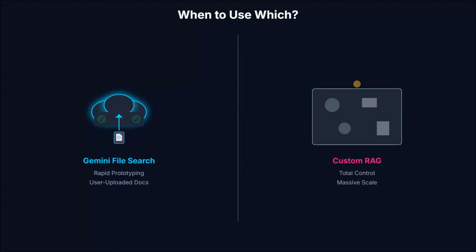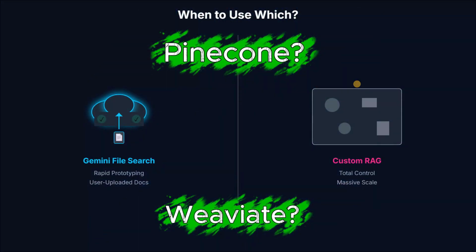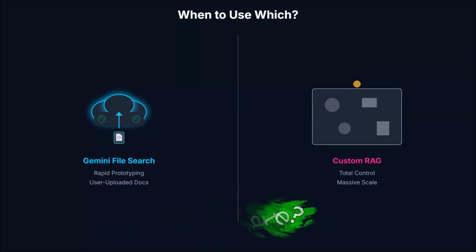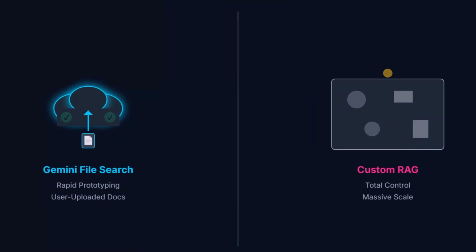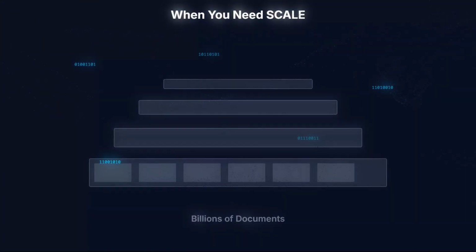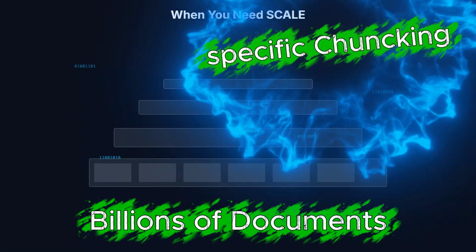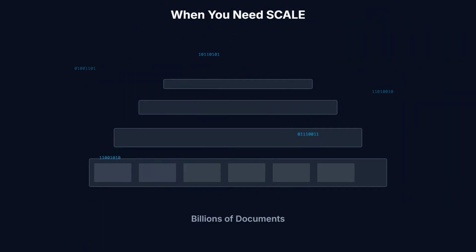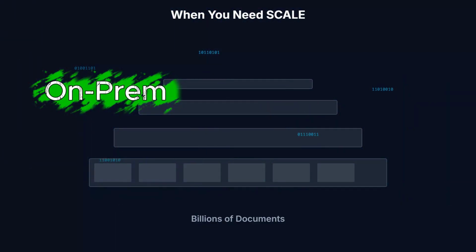So, should you throw away your Pinecone or Weaviate setup? Not necessarily. Gemini File Search is perfect for rapid prototyping, internal tools where you don't want to manage infra, and apps that need to chat with specific user-uploaded documents on the fly. But you might still want a custom RAG pipeline if you have billions of documents, need ultra-specific chunking strategies, or need to run entirely on-premise.